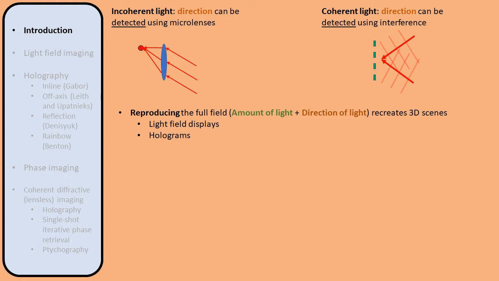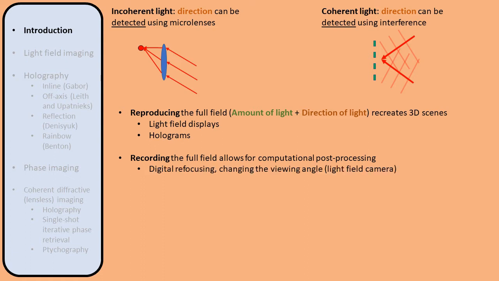If we record information of the full light field digitally, then we can use this information to calculate how the field propagates to different planes. This means, for example, that we can digitally refocus a photograph after it has been taken, or correct for the aberrations in the imaging lenses.